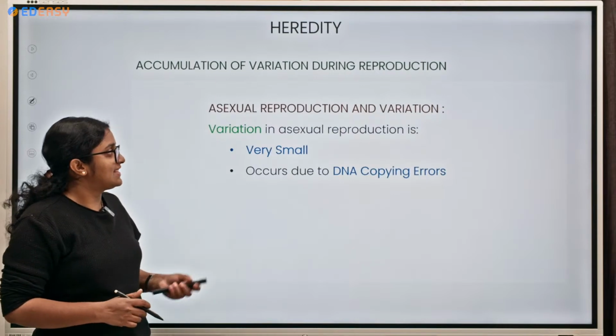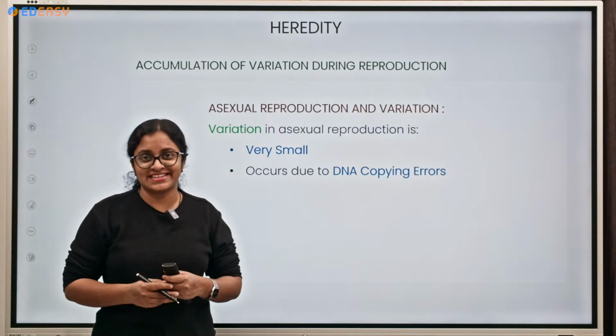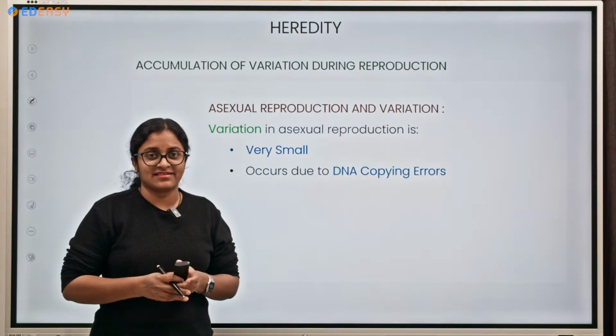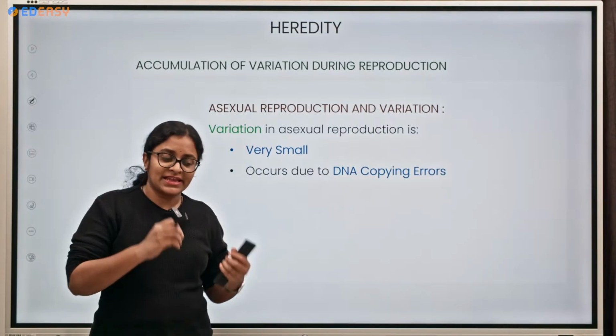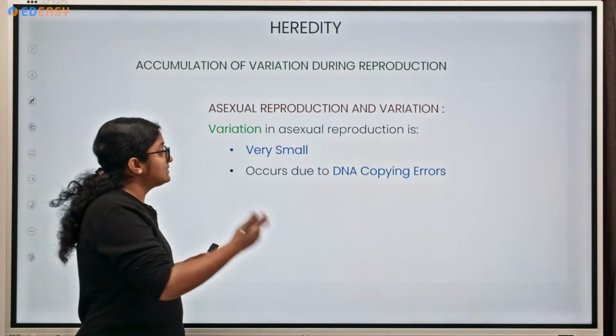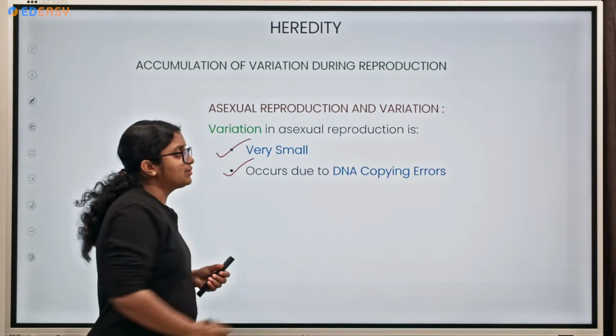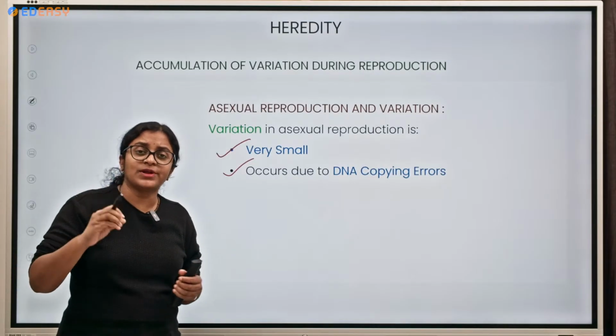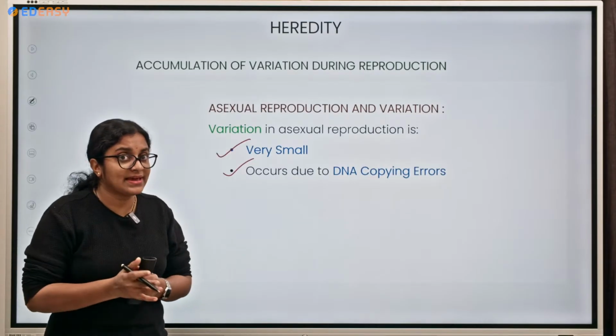Now, moving on, asexual reproduction and variation. We have now seen, based on the previous data, that variation with respect to asexual reproduction is very small, and it is occurring due to what? Due to minor, small, little DNA copying errors.